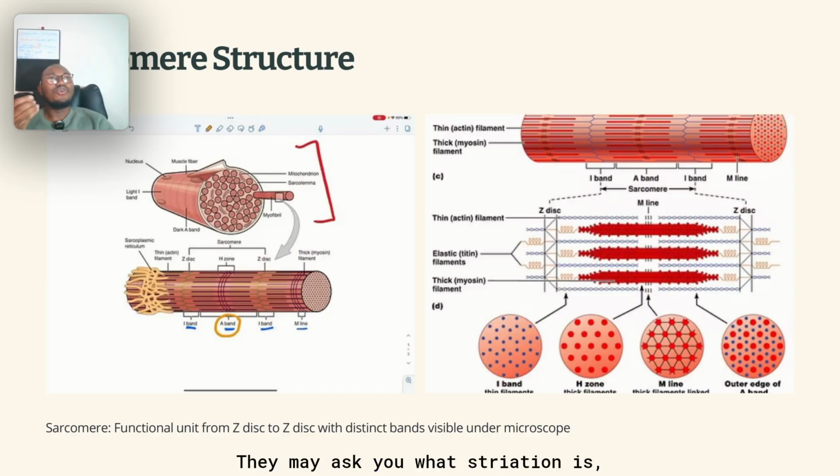Also, they may ask you what striation is, right? You tell them that striation describes the alternating light and dark bands. The alternating light and dark bands separated by the Z disc, that is striations. It's important for you to remember this.